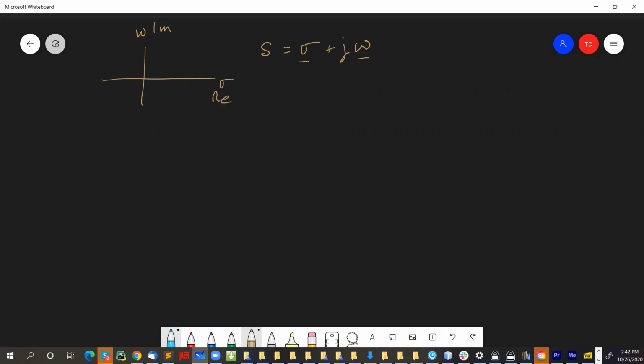Let's say S is here, this point. So it has a negative real part and some imaginary part. Okay. So why do we do this? Because now we can take this magic function. This is what Heaviside realized.